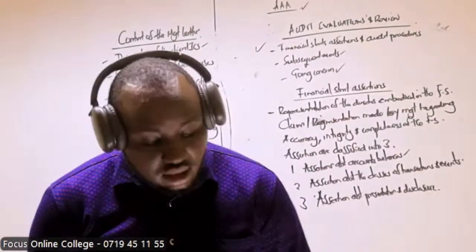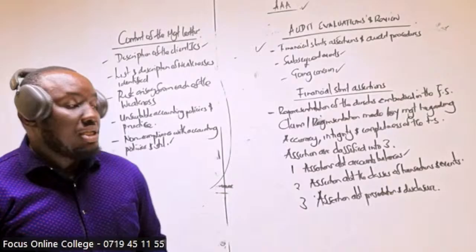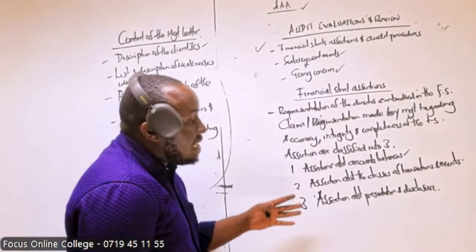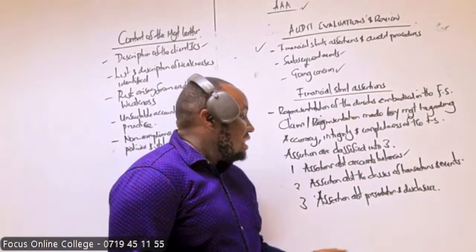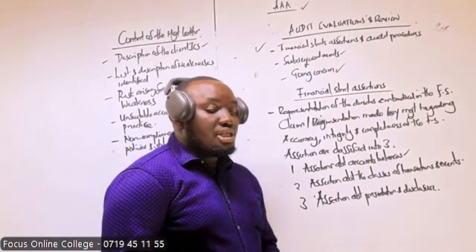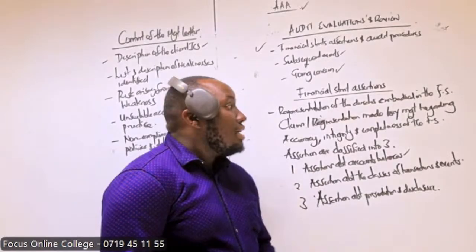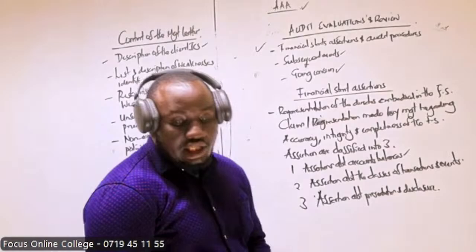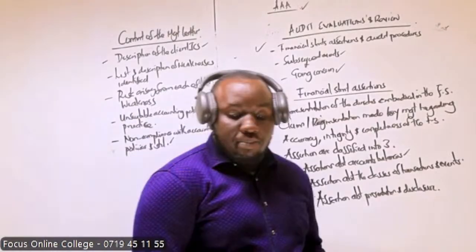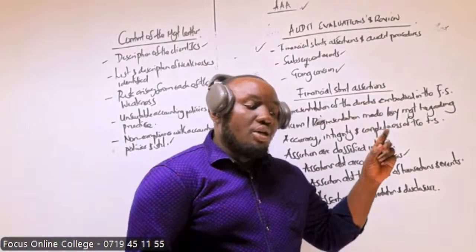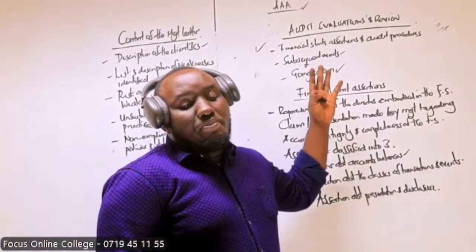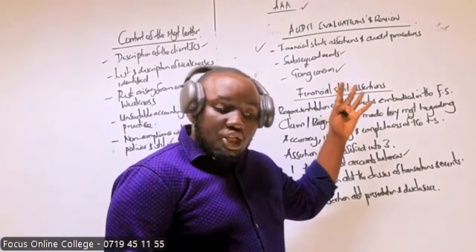So this is assertions about account balances, assertions about classes of transactions and events, and then assertions about presentation and disclosure. In simple words, when you say assertion, it is just the claims that management makes regarding information contained in the financial statement.